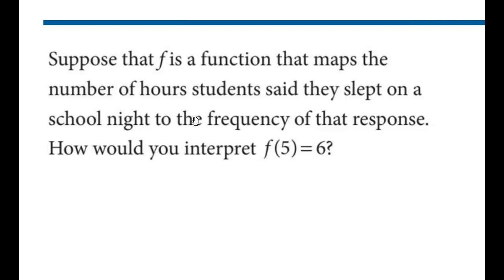Hours slept. What is the output? Frequency. Okay, so f is a function. You said that it could be a function, right, that maps the number of hours slept on a school night and the frequency of that response, which is the output. How would you interpret f of 5 equals 6?